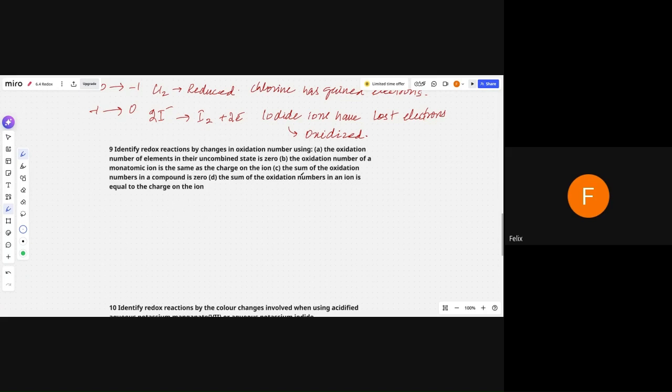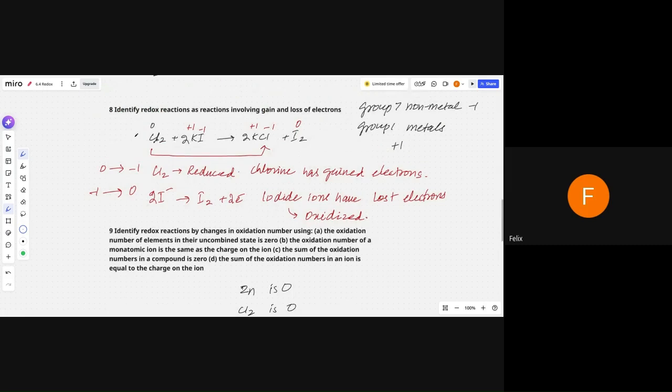The first rule is that the oxidation number of elements in their uncombined state is 0. We have already talked about this. The oxidation number of zinc, if it is in a free state, is 0. Chlorine is 0 if it is found as Cl2 in a chemical reaction like this one here.